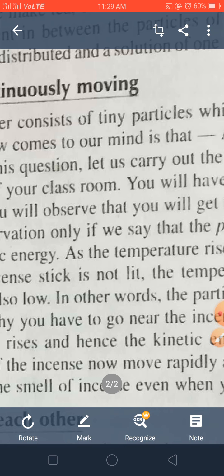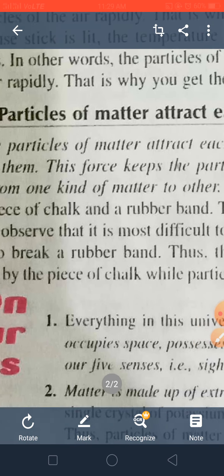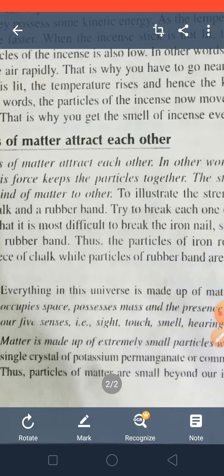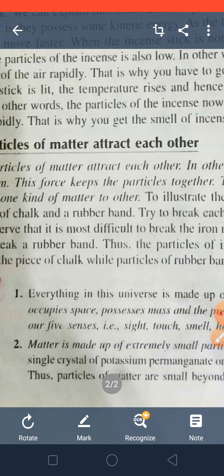And the third most important property of the particles of matter is that the particles of matter attract each other. Even if they are moving, they are in constant attraction. The extent of this attraction depends upon the nature of the substance. It also depends upon the temperature of the substance. So let us take an example here.